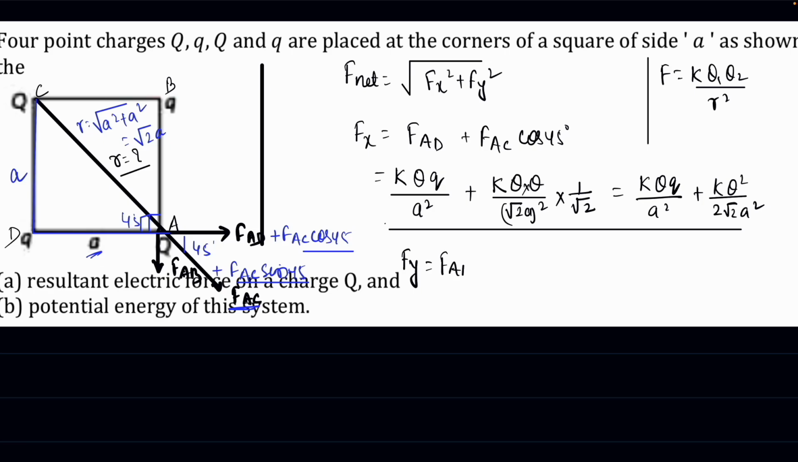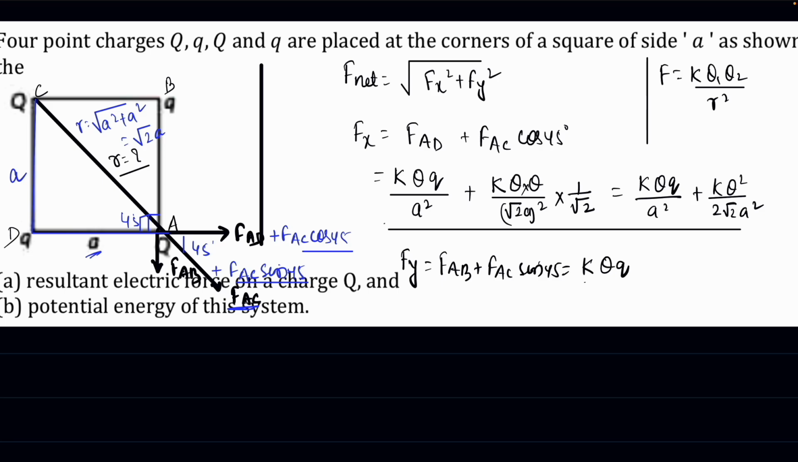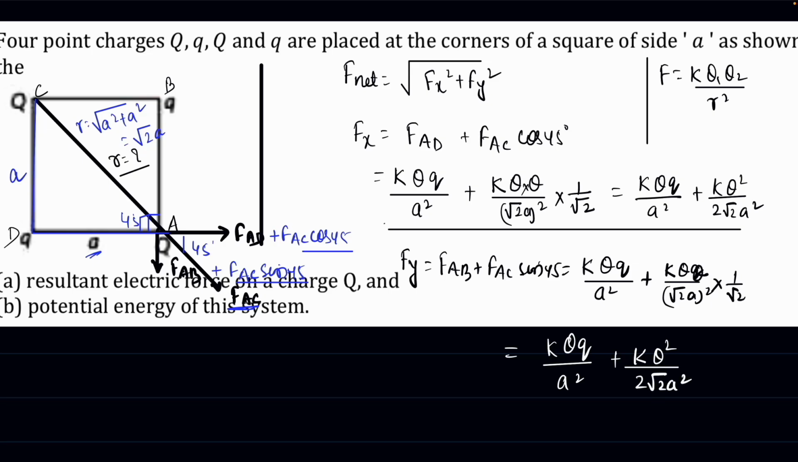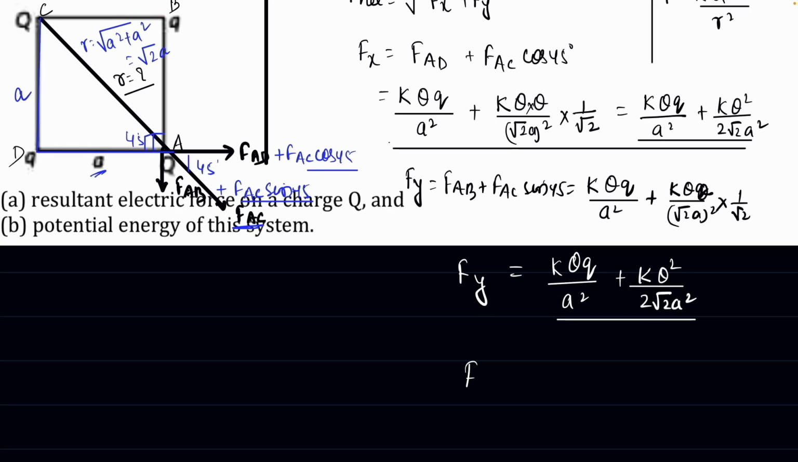It's equal to FAB plus FAC sine 45. So K, AB is equal to charge at A is capital Q and charge at B is a small q by distance A square plus K capital Q a small q by root 2A whole square. Sine 45 is 1 by root 2. So further we will find it K capital Q a small q by A square plus K Q square by 2 root 2 A square. This is the value of Fy. So we notice that Fx and Fy, both values are exactly same. So from that we can say that Fx is equal to Fy, and let's take it is equal to F.